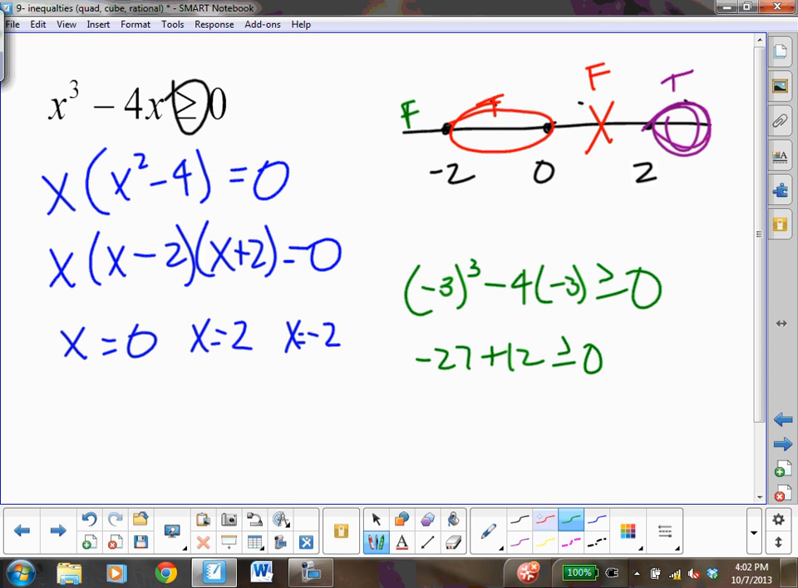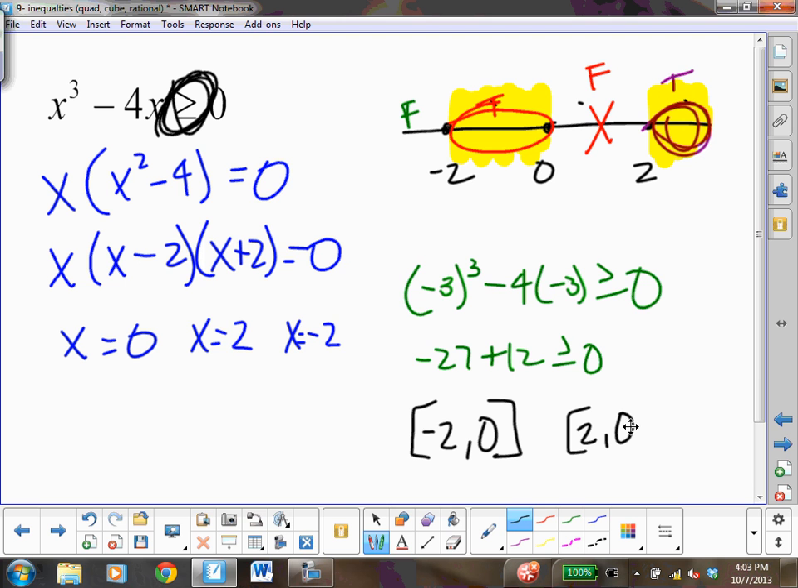So the only two parts of my solution are between -2 and 0, and from 2 to infinity. So I just need to express it. Since it's greater than or equal to, I have square brackets, -2 to 0, and from 2 to infinity.